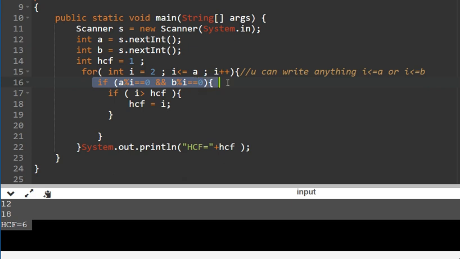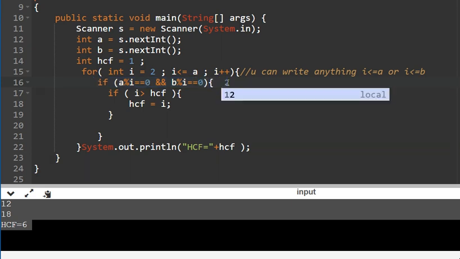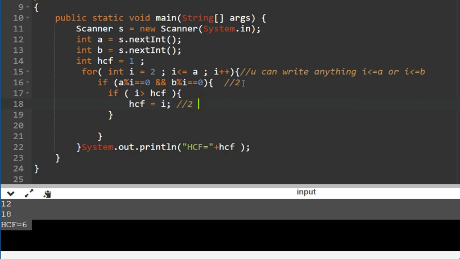When i is 2, it is greater than 1, then our HCF will be updated with 2. After that for 3 same thing will happen, and 6, as 6 is our highest, the same thing.